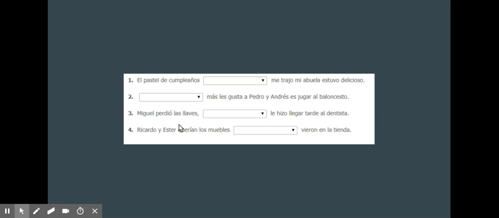Number 3, Miguel lost his keys, that made him arrive late to the dentist. So the word that, this more refers to an idea, the idea of making him arrive late to the dentist. So it would be lo que. Miguel perdió las llaves, lo que le hizo llegar tarde al dentista. And if you want, another way you can think of this is flipping the sentence. So putting Miguel perdió las llaves at the end. So lo que le hizo llegar tarde al dentista fue que Miguel perdió las llaves. Another way you can think of it.